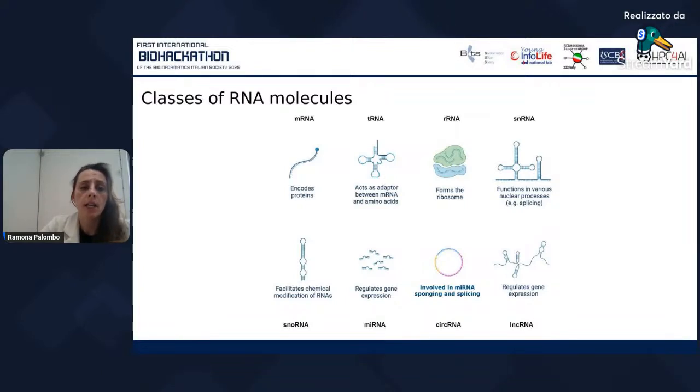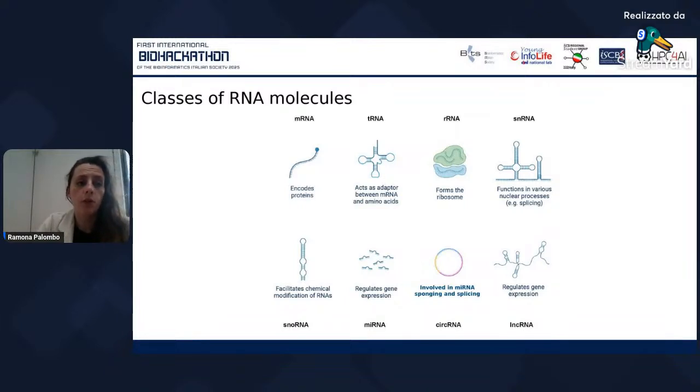And this kind of RNA molecules are the most studied because they can give us the information of what kind of pathway, what kind of biological processes are activated in the cells that we are studying.